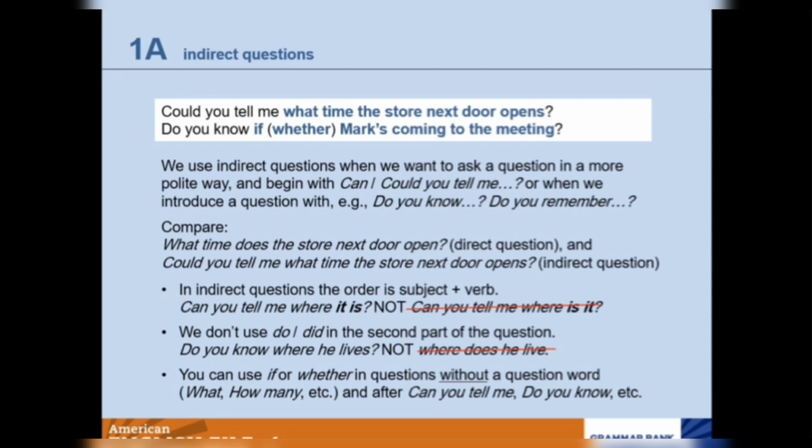You can use if or whether in questions without a question word, as with yes/no questions, as we've got here. So, Mark's coming to the meeting. The direct question was, is Mark coming to the meeting? But when we add do you know, we make it Mark's coming to the meeting. So do you know if, we have to add if because it is a yes/no question. Do you know if Mark's coming to the meeting? Or I can use an alternative for if. I'm going to say, do you know whether Mark's coming to the meeting?